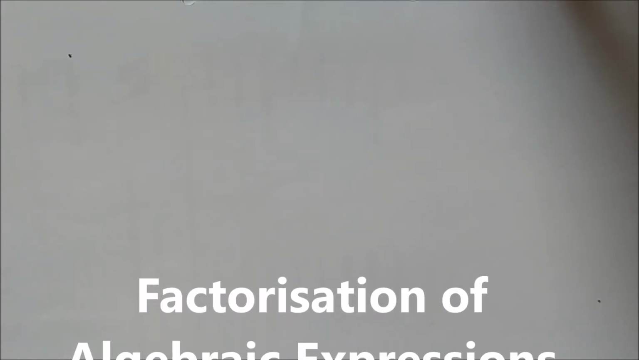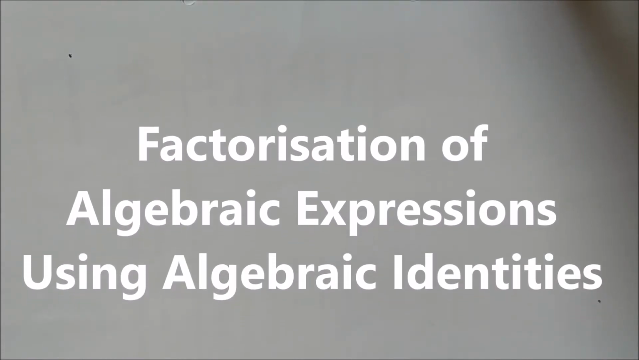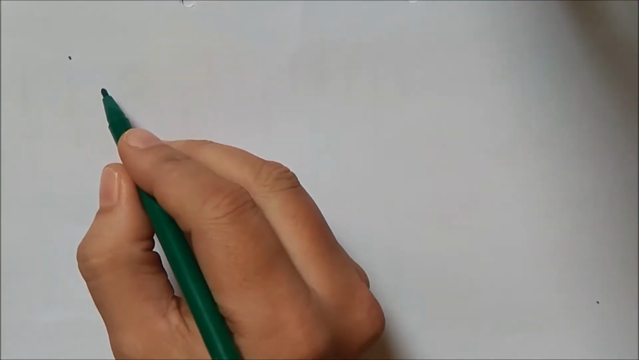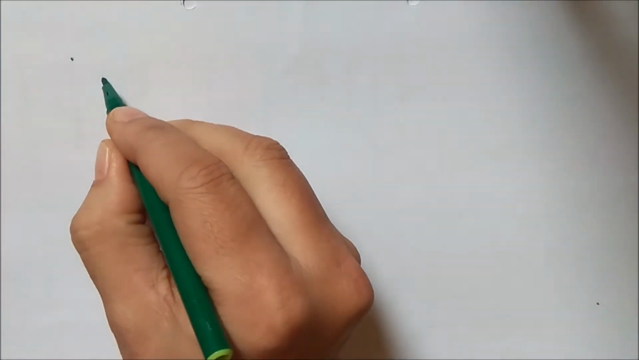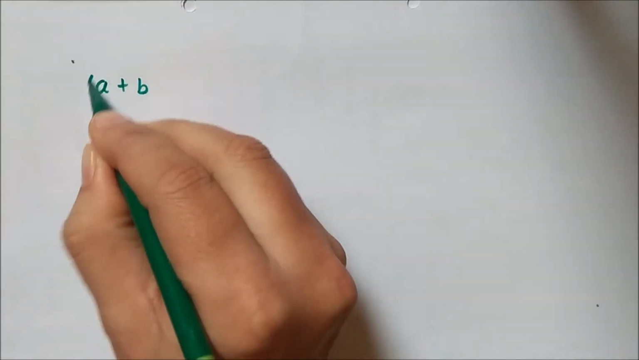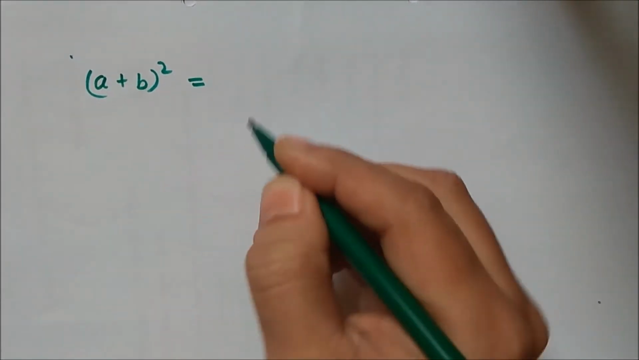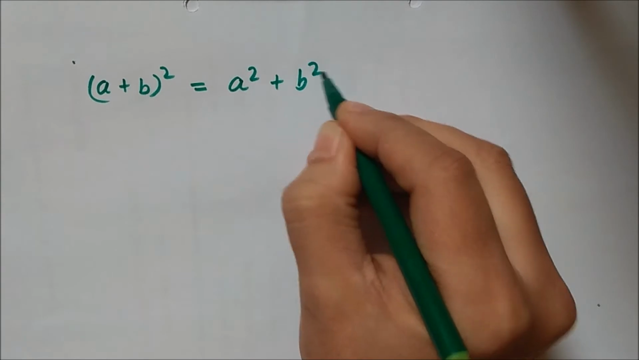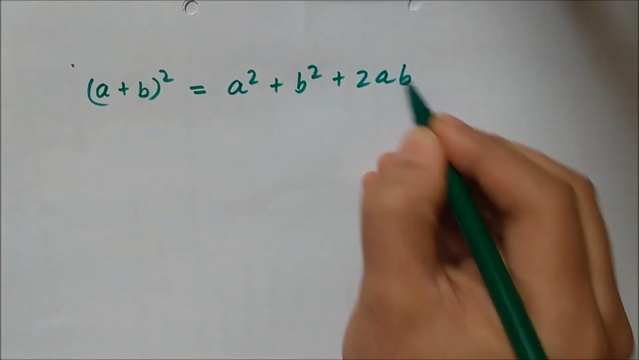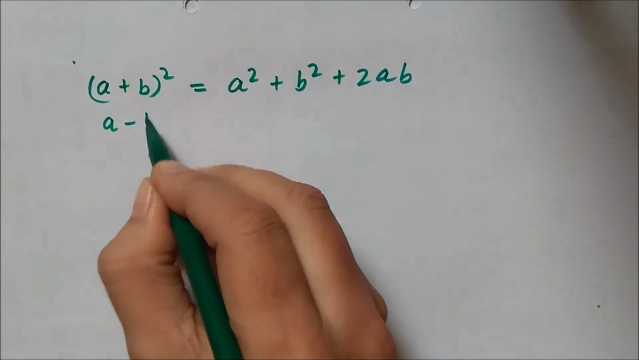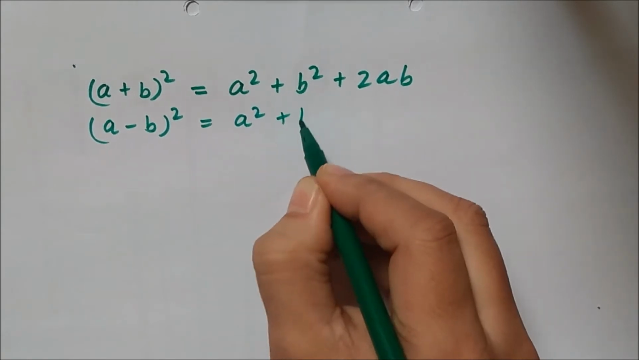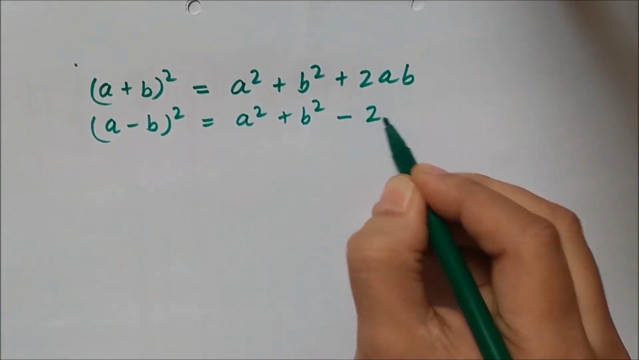Now we look into another method of factorization, that is factorization using algebraic identities. What are these identities which we use for the factorization? The very first one is (a plus b) whole square is equal to a square plus b square plus 2ab. The other identity is (a minus b) whole square is equal to a square plus b square minus 2ab.